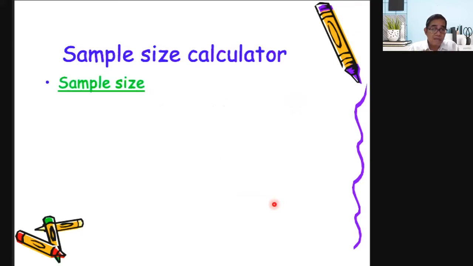Now, as I said, I have automated the formula. I made a sample size calculator in Excel, and I will show that to you in class.